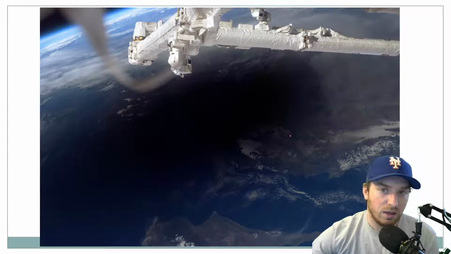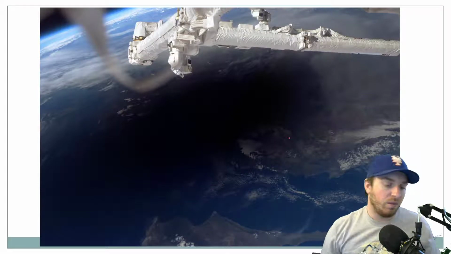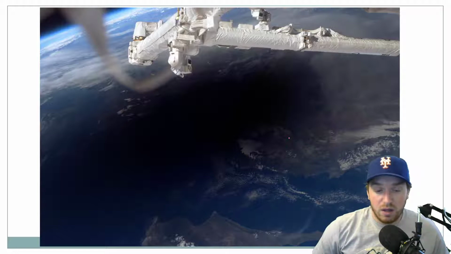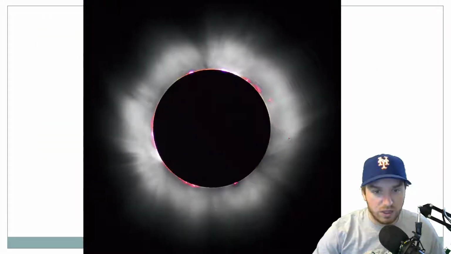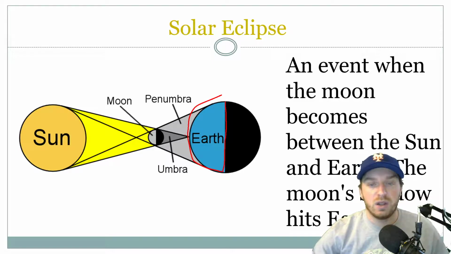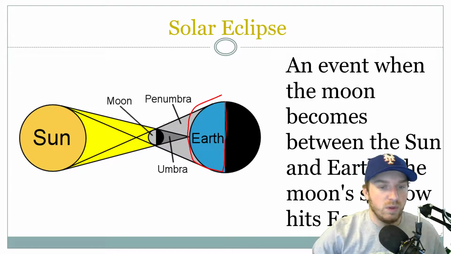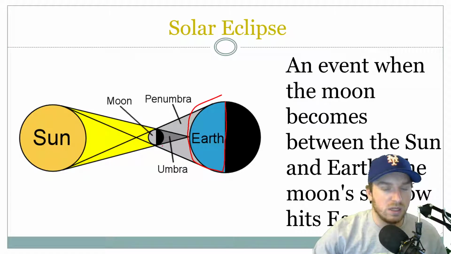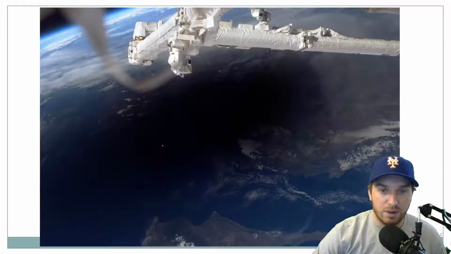Now, why doesn't this happen every day, or every month, or every year even? It's because you don't get this kind of perfect alignment all the time. The Earth has a tilt, and so the moon, sun, and Earth system isn't always perfectly aligned where you get this nice shadow.